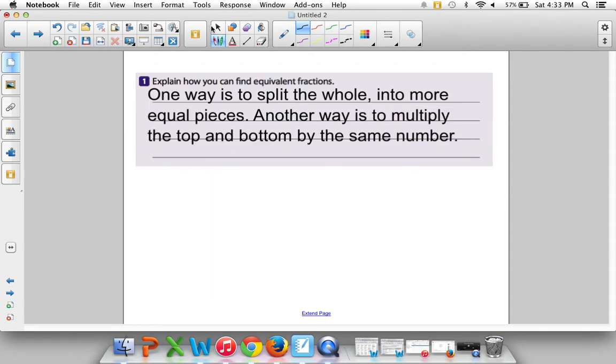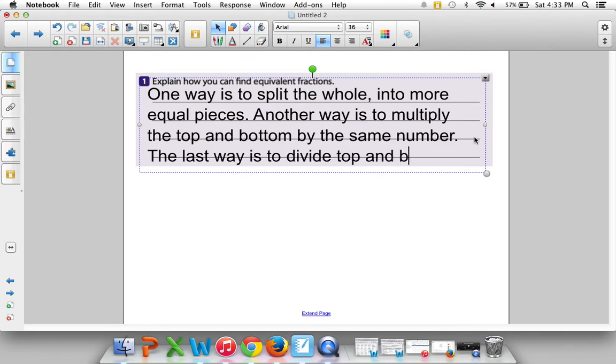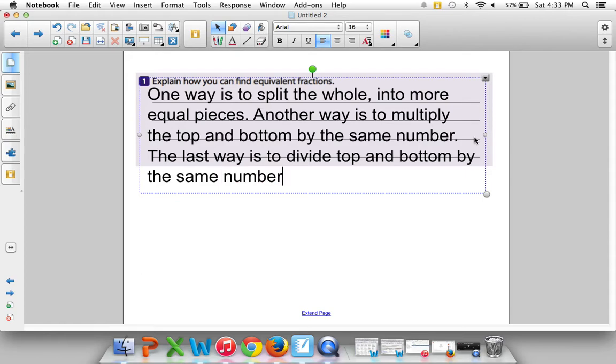So, one way is to split the whole into more pieces. Another way is to multiply the top and the bottom by the same number. The last way is to divide top and bottom by the same number.